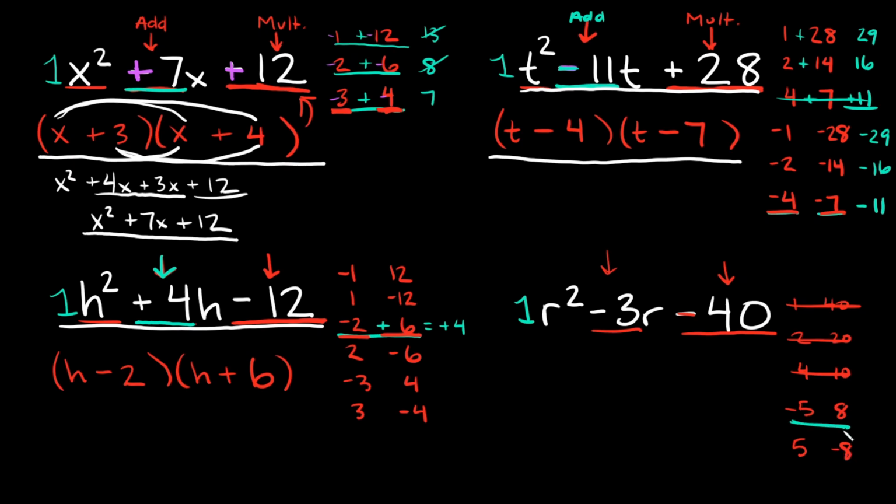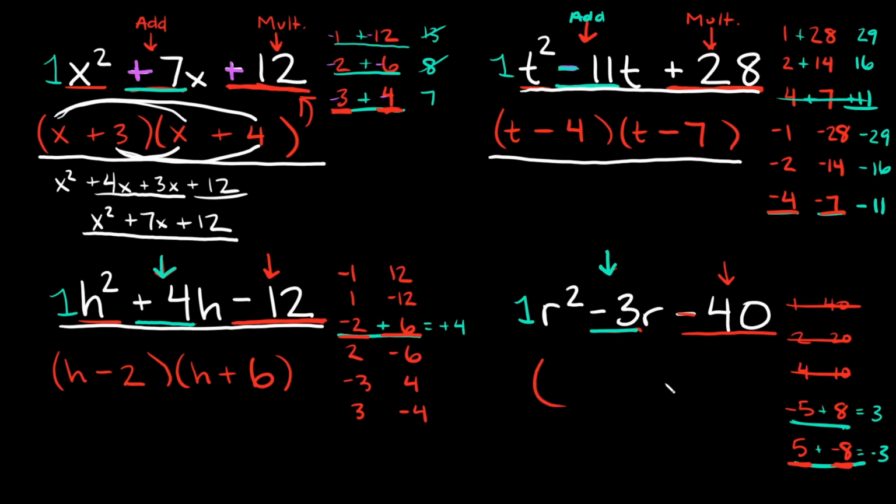Okay, so which of these two pairs right here add up to negative 3? Well, negative 5 plus 8, that's equal to positive 3, and 5 plus negative 8 is equal to negative 3, right? So this is the pair I'm going to use down here. So I'm going to have a positive 5 and a negative 8, okay?